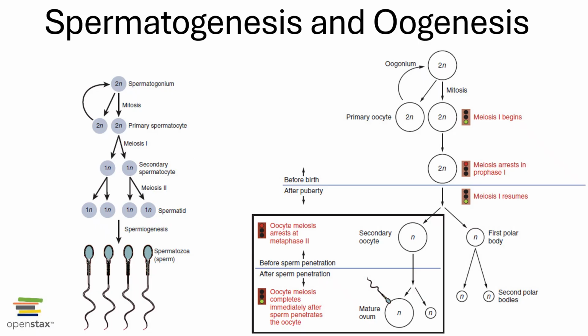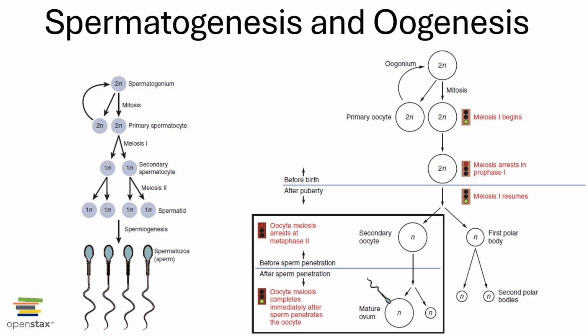Both processes begin with mitosis. Mitosis produces diploid stem cells. In males, these cells become primary spermatocytes. Primary spermatocytes undergo meiosis, and each primary spermatocyte produces four haploid spermatids. These spermatids mature into spermatozoa.